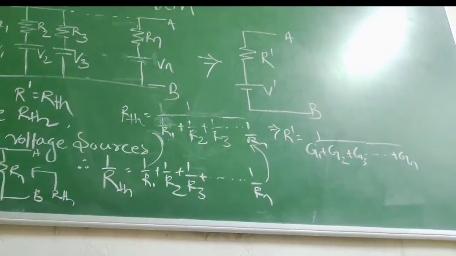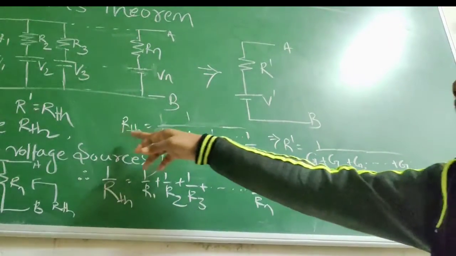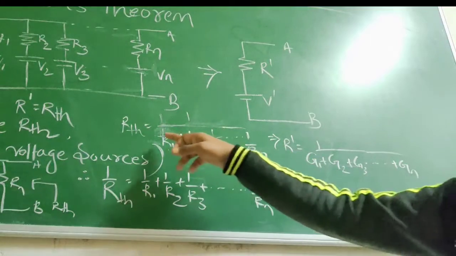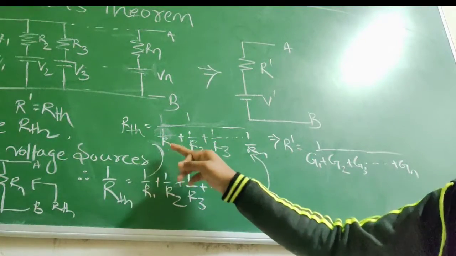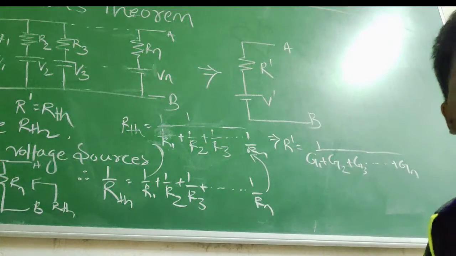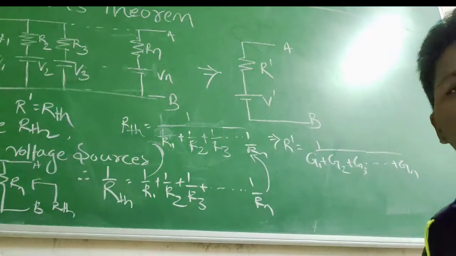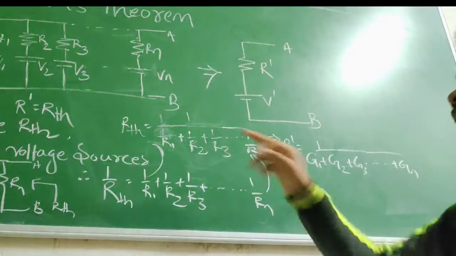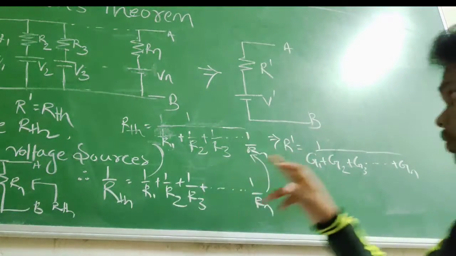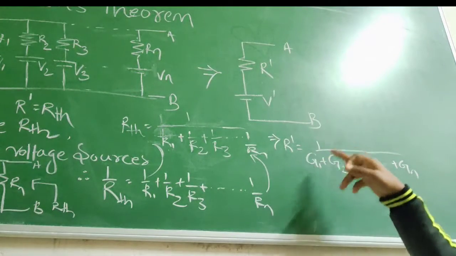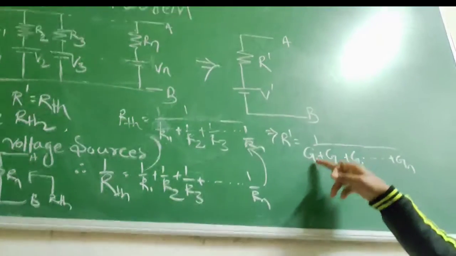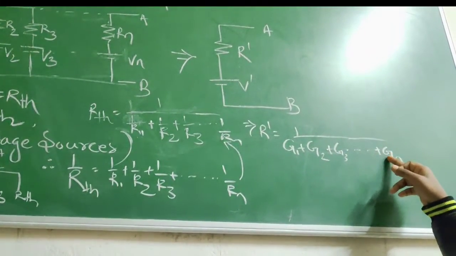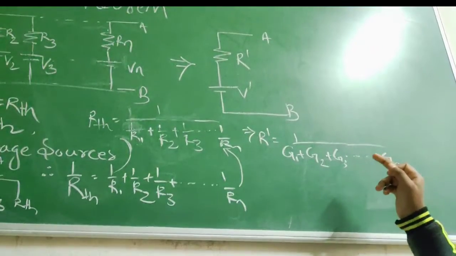So this is your RTH, Thevenin's resistance or R dash. We already know that 1 divided by resistance is conductance. So 1 divided by resistance 1 is conductance 1, 1 divided by resistance 2 is conductance 2. So here I am writing 1 divided by (conductance 1 plus conductance 2 plus conductance 3 plus up to conductance n).